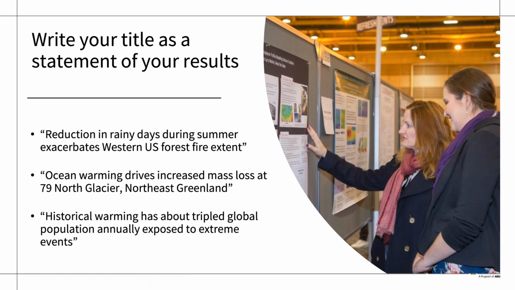And as Shane mentioned earlier, write your title as a statement of your results, not necessarily the question that you were trying to answer. So kind of the format of X did Y or X found Y. So here's a couple of examples. For example, the first, reduction in rainy days during summer exacerbates Western U.S. forest fire extent. That's very clear. That is what they found. Ocean warming drives increased mass loss at this glacier in Northeast Greenland. This causes this. That is the result. The third one, historical warming has about tripled global populations annually exposed to extreme events. Again, very clear what they found.